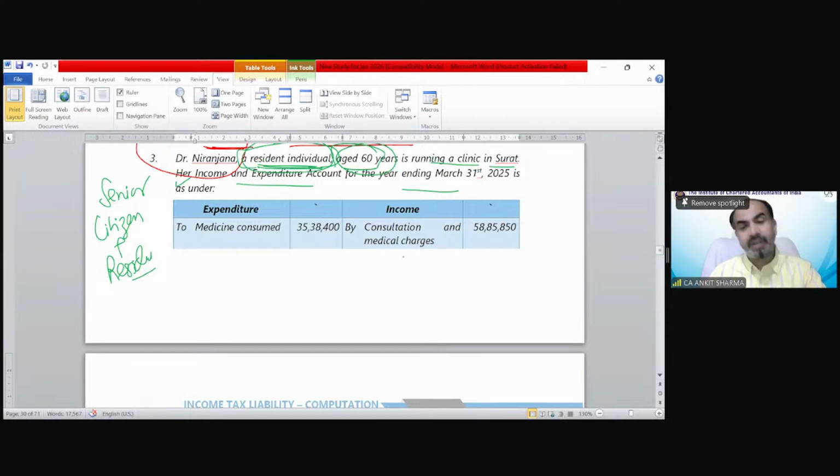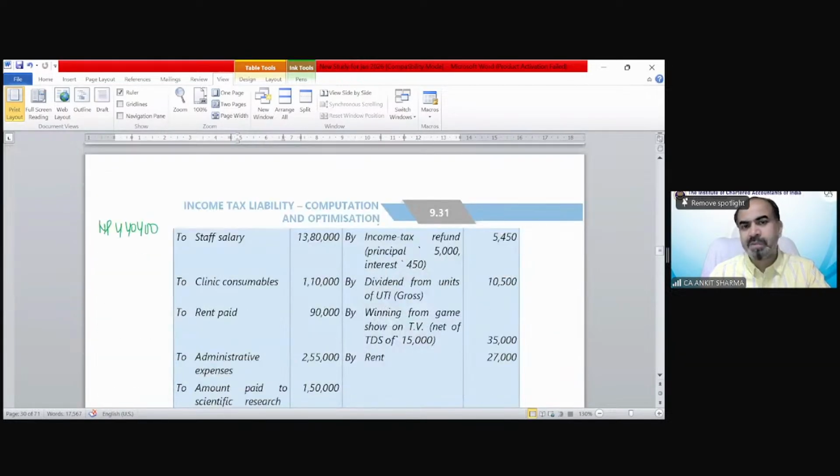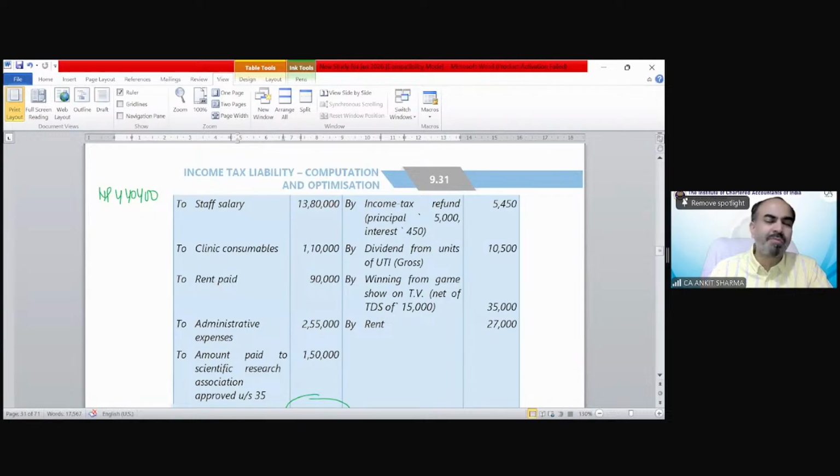That is going to be reduced. So from the income part, we can see consultation and medical charges, of course, the part of our doctor. So that would be the part of my profit. That will remain the part of my profit. Income tax refund: principal amount 5,000, interest 450, and total is 5,450. So how much should I reduce from net profit? Do I need to reduce 5,000 or 450 or 5,450? What should be the reduction part from my business profit?